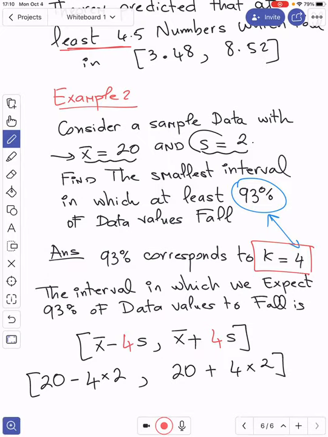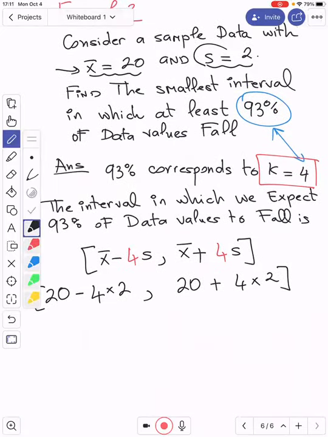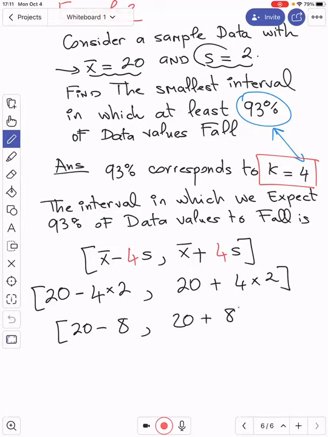All right, so let's just compute this interval. That's 20 minus 8, 20 plus 8. So the lower limit is 12, and the upper limit would be 28. Okay, so what we are saying here, guys, is that 93% of all of our data values, of our numbers, are going to be between 12 and 28.